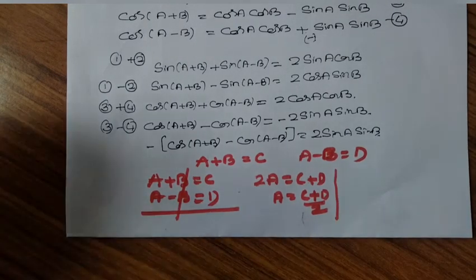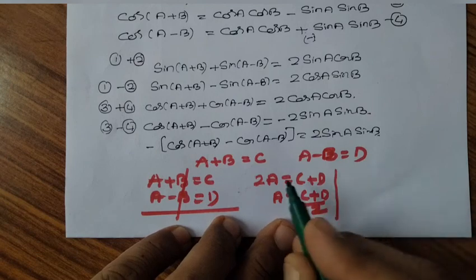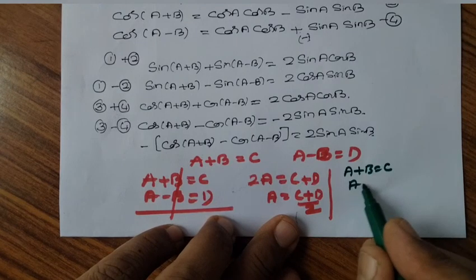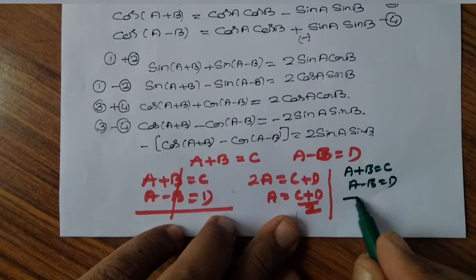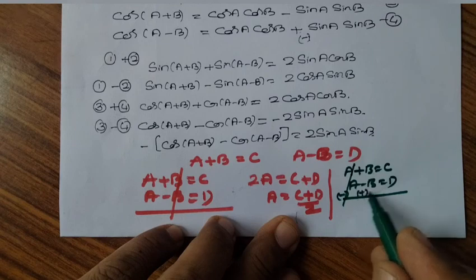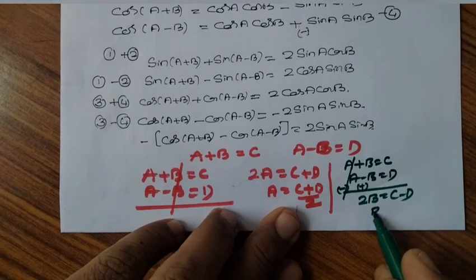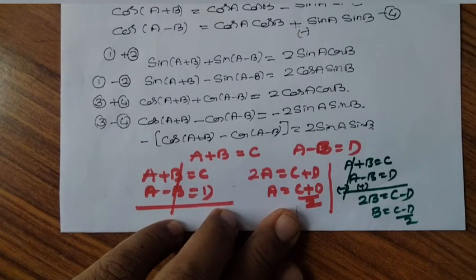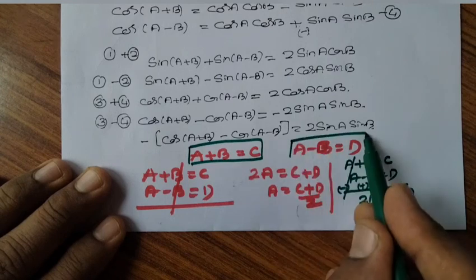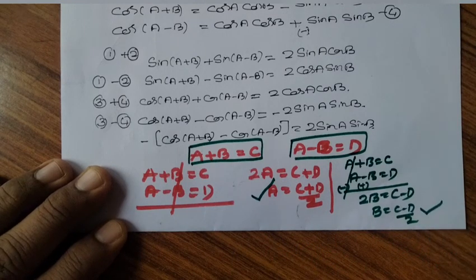Okay, next we solve the equations again to find B. So here we have the equation A plus B is equal to C. Another equation we have is A minus B is equal to D. On subtracting, A gets cancelled. So it becomes 2B is equal to C minus D, or B is equal to (C minus D) by 2. So here what we observed: when we take A plus B is equal to C and A minus B is equal to D, then A becomes (C plus D) by 2 and B will be (C minus D) by 2.